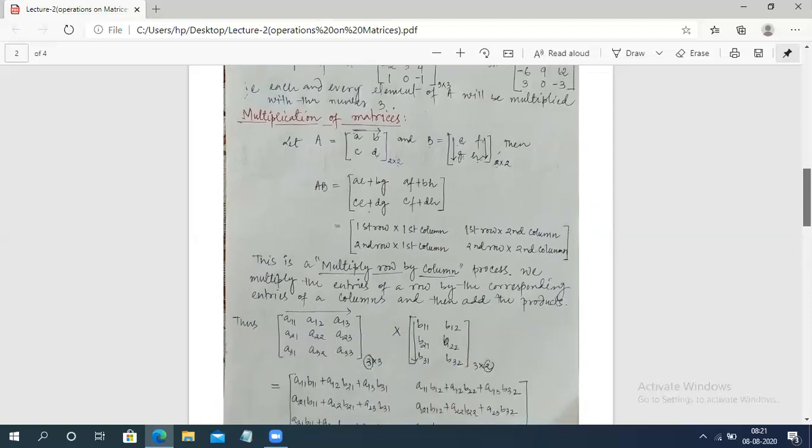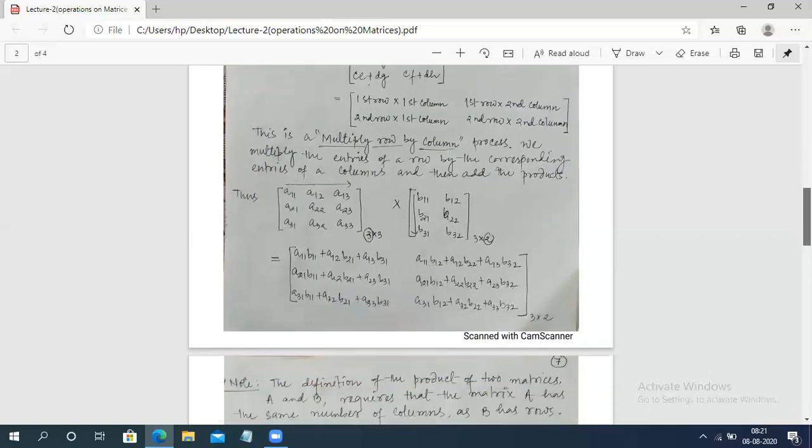This is the multiply row by column process, and we multiply the entries of a row by the corresponding entries of columns and then add the products. A into E, this is the product, and B into G, this is the product, and then we are adding these two and getting the first element. Again, the first row with the second column, that is A into F, B into H. These are the products, and we are adding them: A into F plus B into H. Got it?